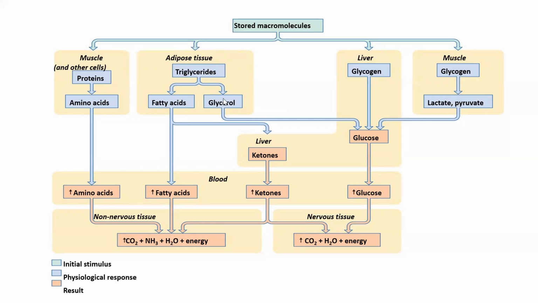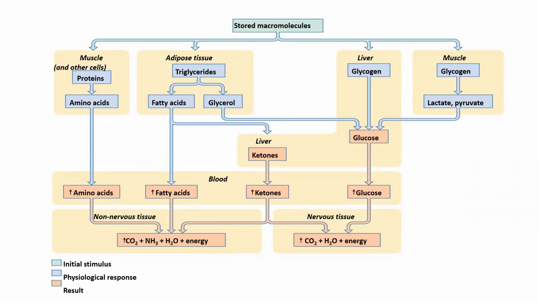Adipose tissue, we can certainly tap into our fat. So this is one of the best sources of sustaining us during periods of fasting. We can tap into those fat cells. We can break down those triglycerides. We can liberate fatty acids, which can do one thing, glycerol, which can do another thing. Fatty acids can help us drive energy production in non-nervous tissue as well, so not in the brain.